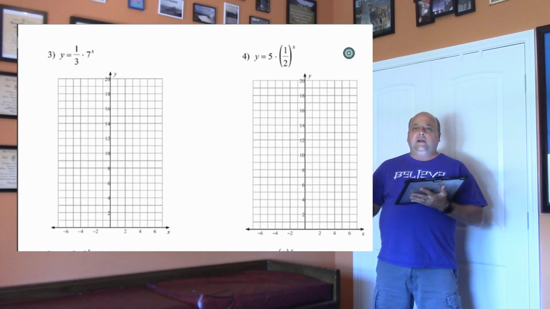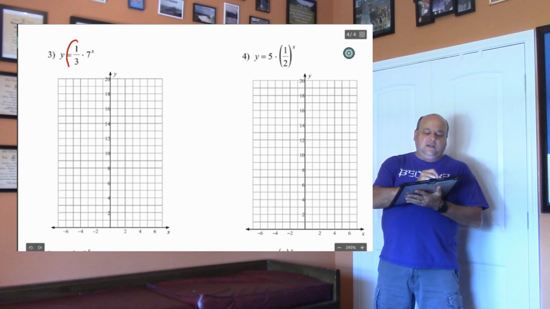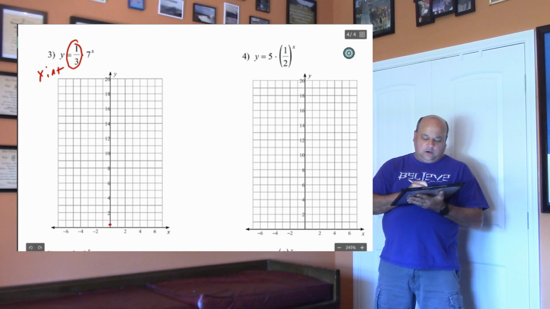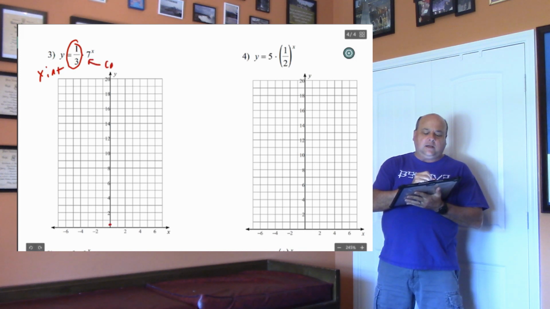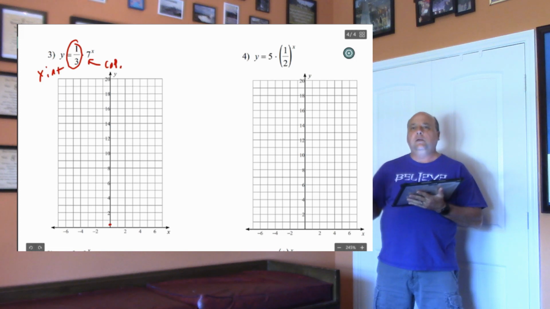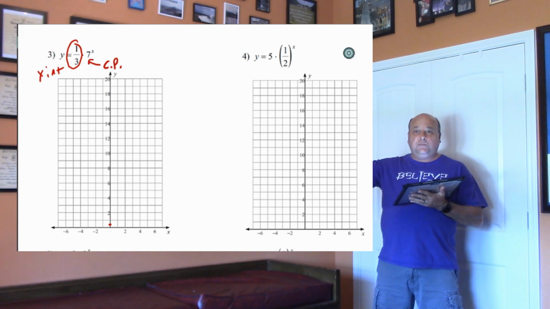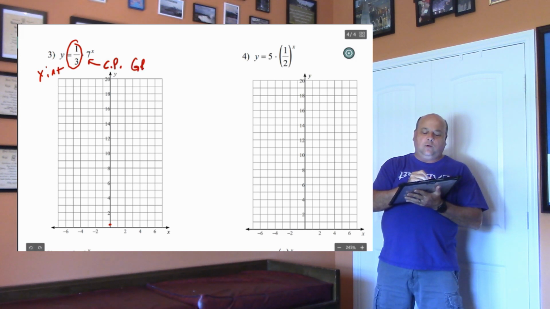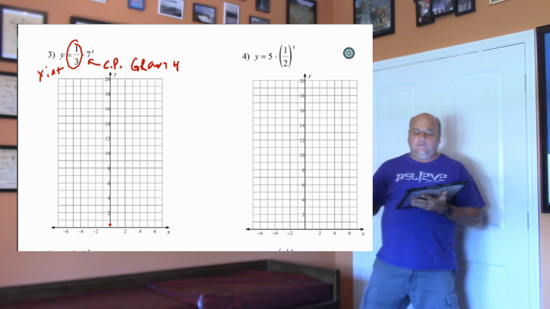So let's do number 3. Number 3 is going to be kind of tricky because there's going to be a lot of fractions in there, and decimals. This is our y-intercept, which means it's going to cross at a third, right here. This is our common product, and I'm just going to put C.P. The common product. Since it's more than 1, this is going to have growth. So this curve is going to go up.